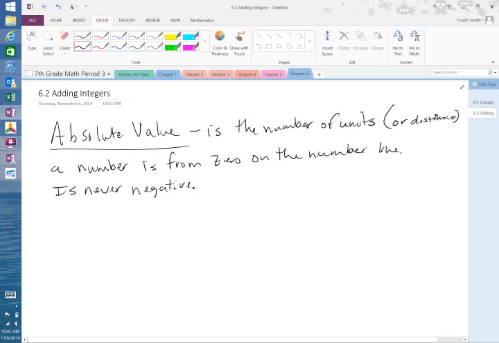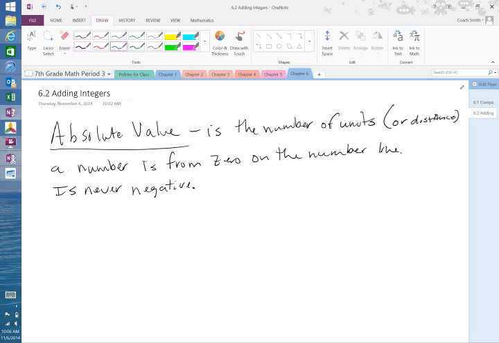For example, if I was to give Noah a $20 bill, and then later on that day I went to Owen and took a $20 bill from him, Noah's feeling positive. Owen's feeling negative, but did the value of that $20 bill change? No, it's still $20. Whether I'm giving it or taking it, the $20 is still worth $20. That's the way absolute value is.